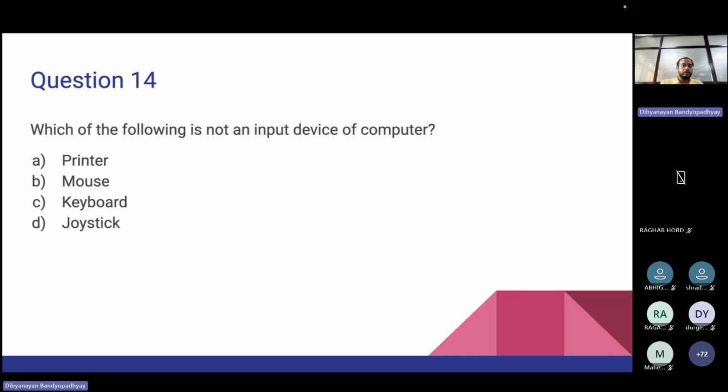Again, very basic questions. Which of the following is not an input device of computer? Printer, sir. What about mouse? Mouse and keyboard usually come attached. So, are they input or output devices? Mouse and keyboard are input devices.